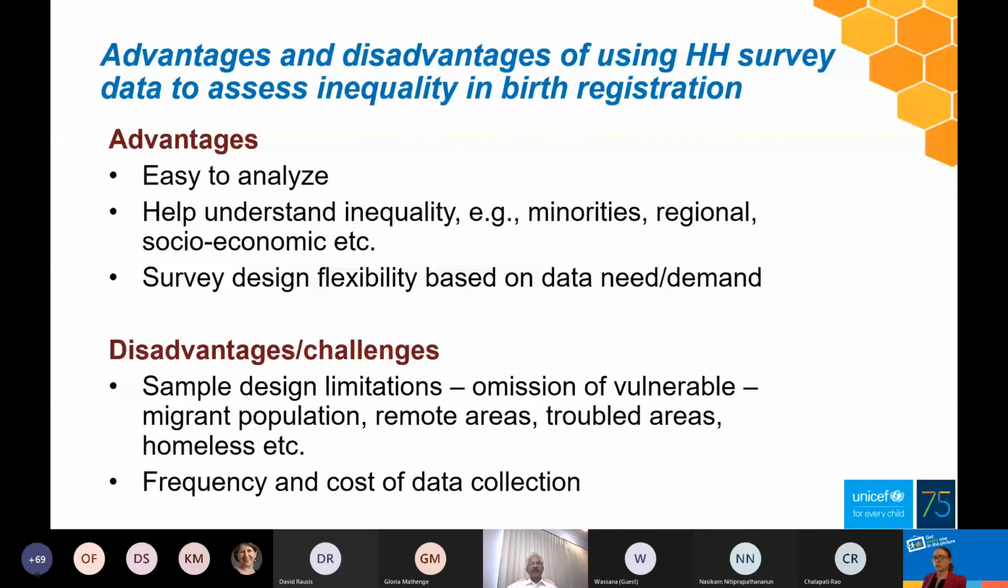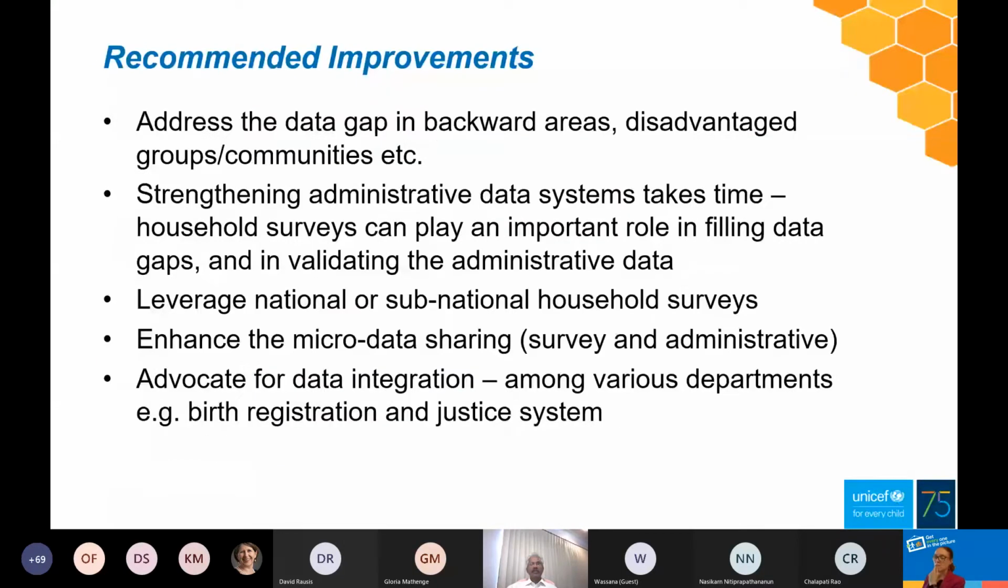And some of the recommended improvements. I'm finishing this. This is the last slide. Address the data gap issues; strengthening administrative systems takes time, so household surveys can play an important role. I'm not going into the details. Sorry for taking a little bit more time.